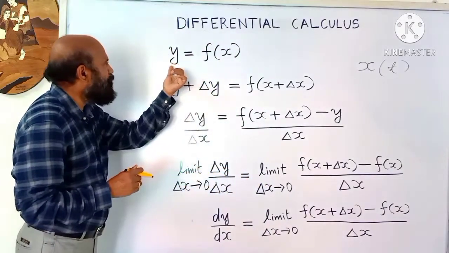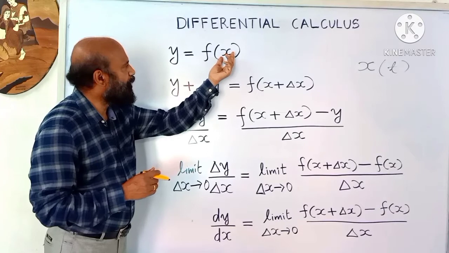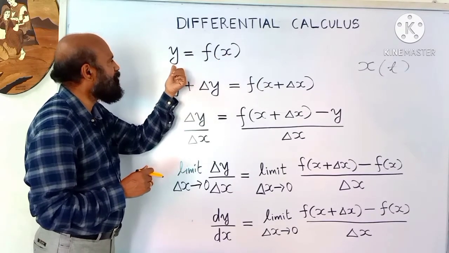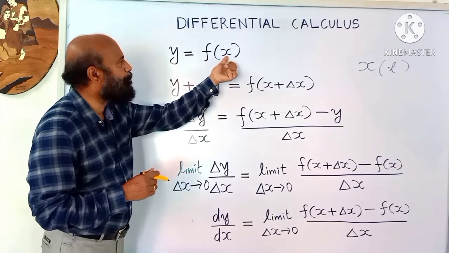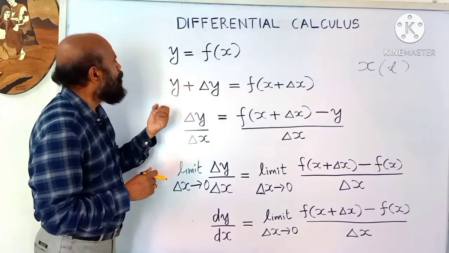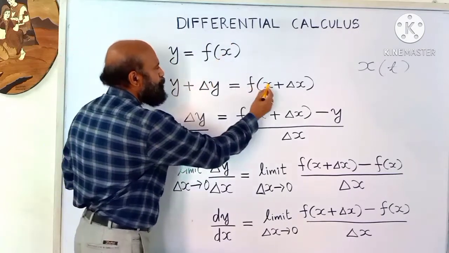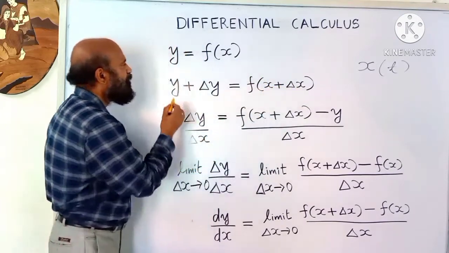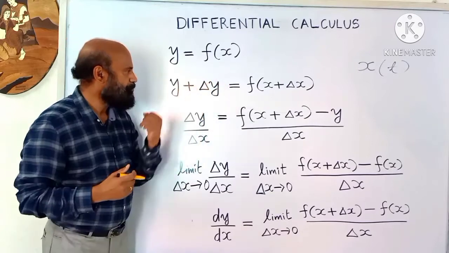Then, a quantity y can be expressed as a function of x. When x changes, y changes. Here y is called the dependent variable, x is called the independent variable. Then the value of y depends on the value of x. Suppose x changes by a small amount delta x, so x plus delta x. Then y will change by a small amount delta y.